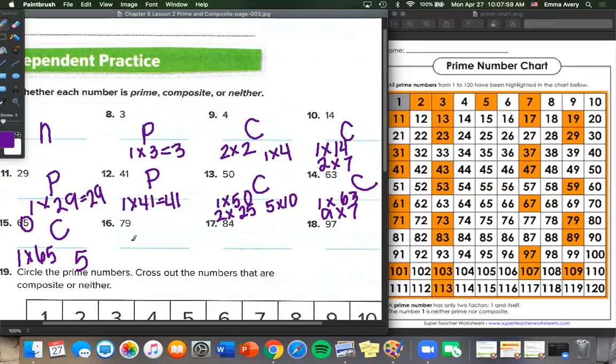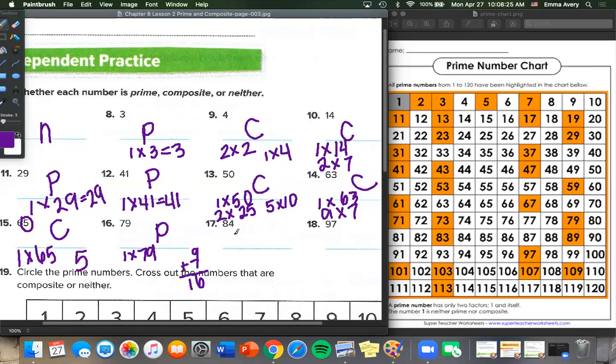Let's look at 79. So we know it can be 1 times 79, but can we think of anything else? Does it follow our divisibility rules? See, 9 plus 7 is 16. That's not divisible by 3. So this one I'm thinking is prime. Let's check over here. Yep, 79 is prime.